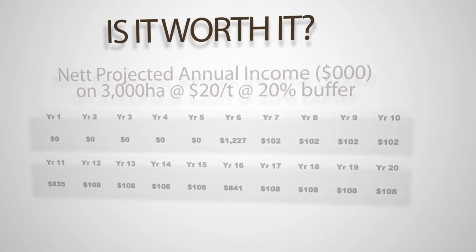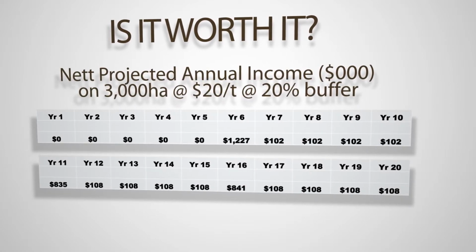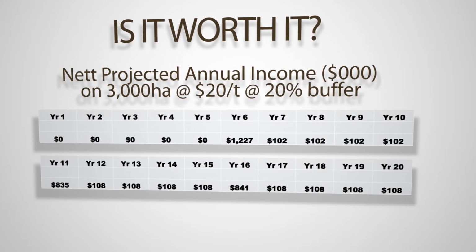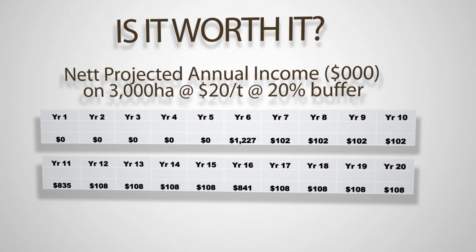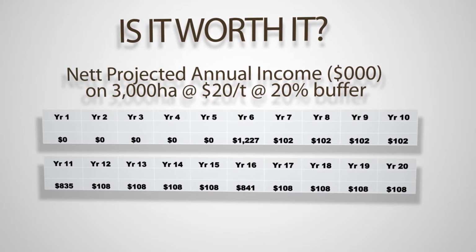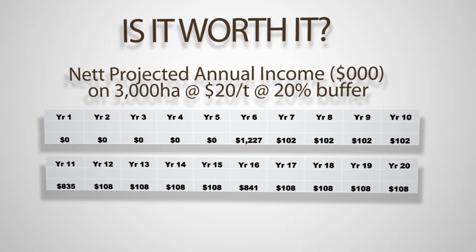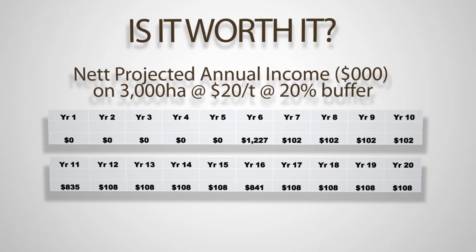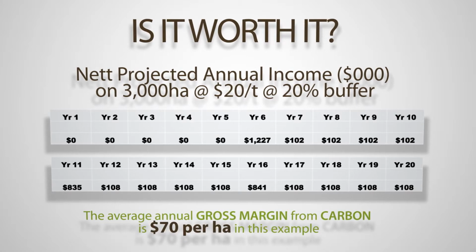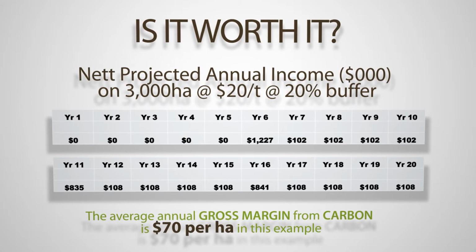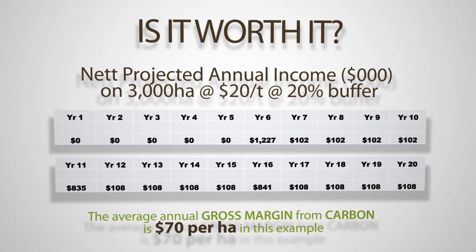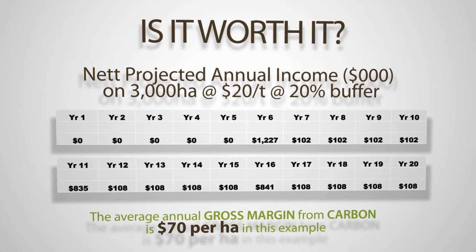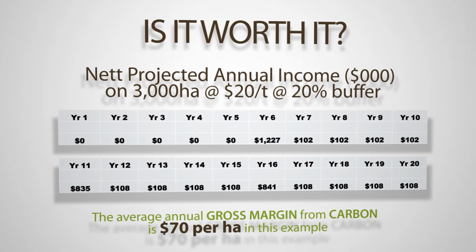And these are some projected incomes off the large site that we did in New South Wales. We estimate that the gross margin from carbon, and this is after all costs and allowing a 20% buffer at $20 a tonne for carbon dioxide, is around about $70 per hectare per annum for the full sequestration period, which could be anything from 30 to 50 years. So that certainly is worth the initial investment.